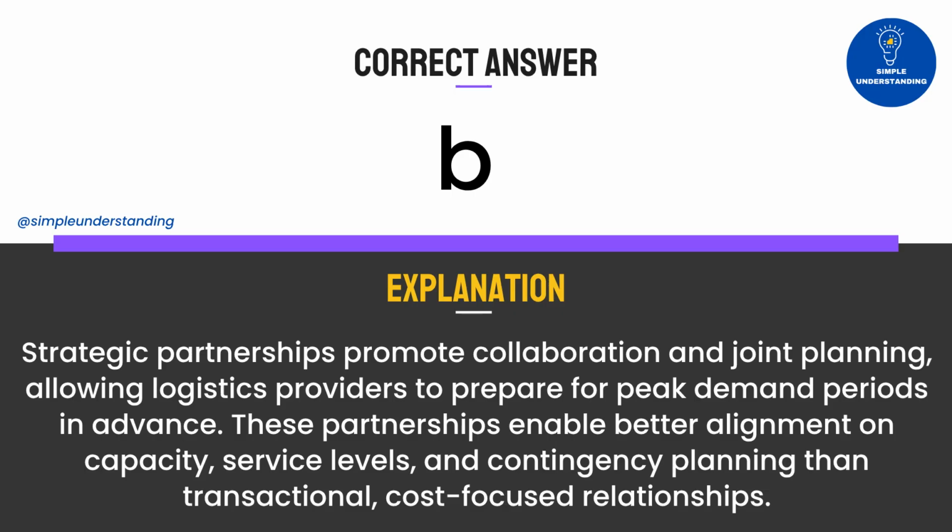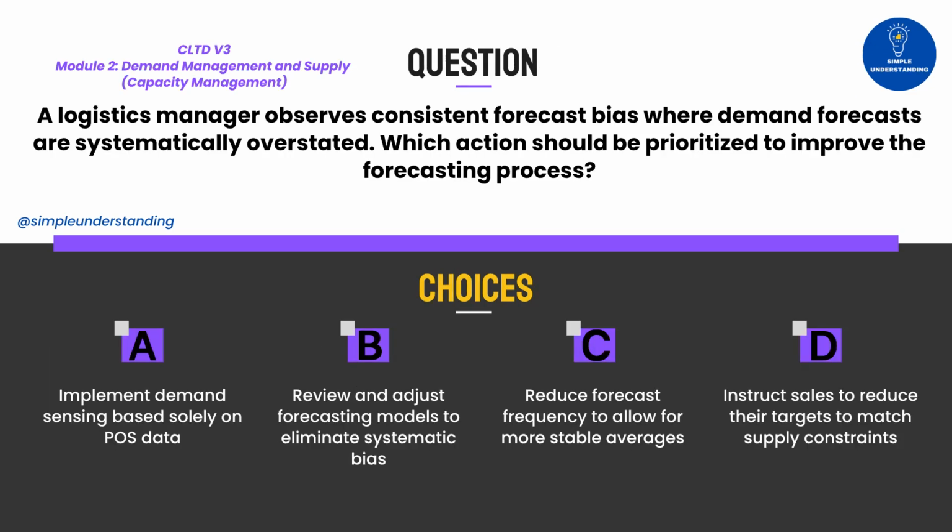Correct answer, B. Explanation. Strategic partnerships promote collaboration and joint planning, allowing logistics providers to prepare for peak demand periods in advance. These partnerships enable better alignment on capacity, service levels, and contingency planning than transactional, cost-focused relationships. Question 8. A logistics manager observes consistent forecast bias where demand forecasts are systematically overstated. Which action should be prioritized to improve the forecasting process?